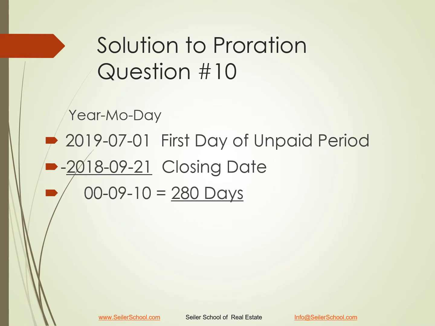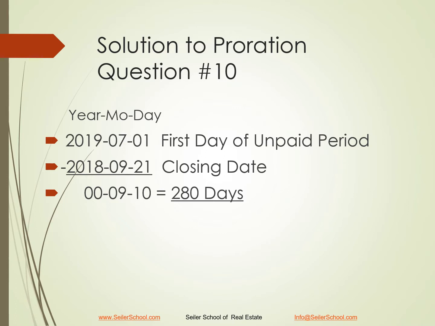We do our math. We're going to have to do some borrowing here. So we can't subtract 21 days in the day column from 01, so we have to borrow 1 month. So we go over to our month where it's currently 7. We change that to a 6, and then we add 30 days to our day column. So 31 minus 21 days equals 10 days.